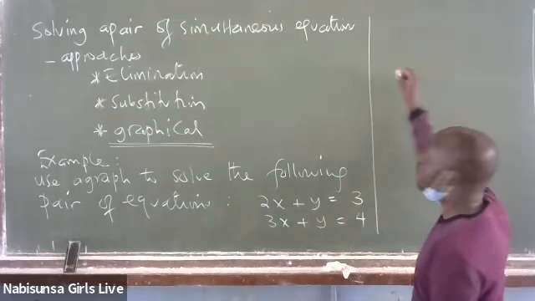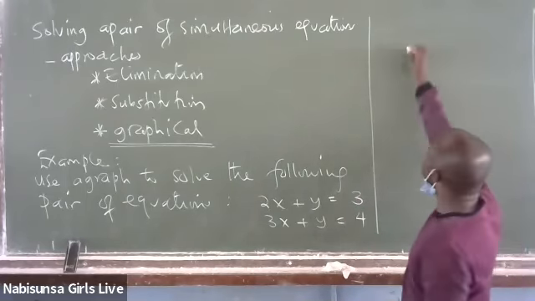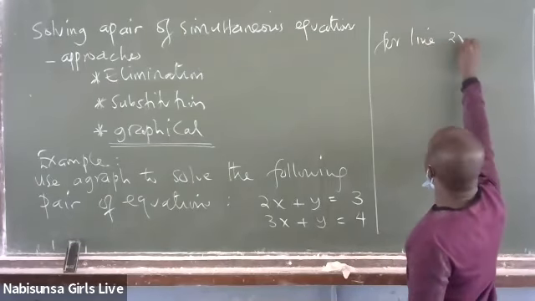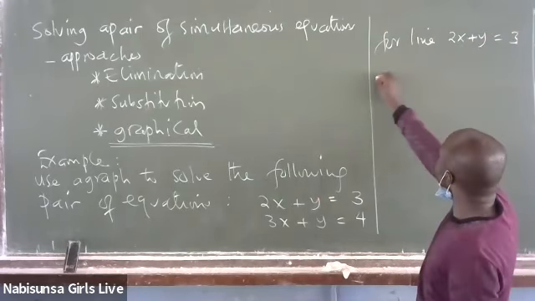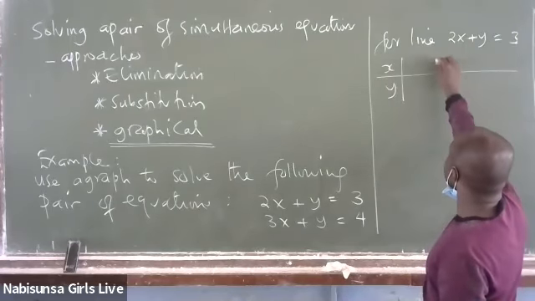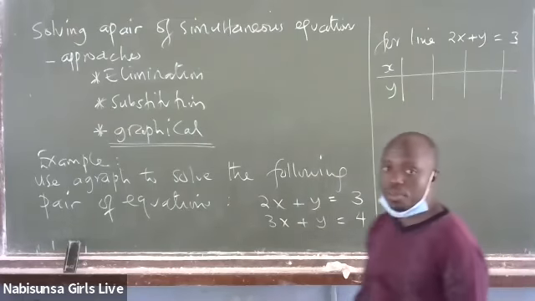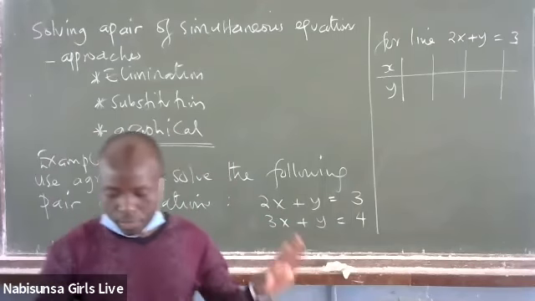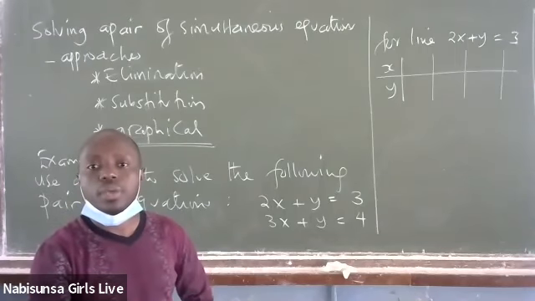So let us first look for any 3 coordinates on each of the lines. So for line 2x plus y is 3, we comfortably use a table and we tabulate our values. So we are going to pick any 3. And because I want you to be involved, those 3 please mix up the integers. Mix negatives and positives.